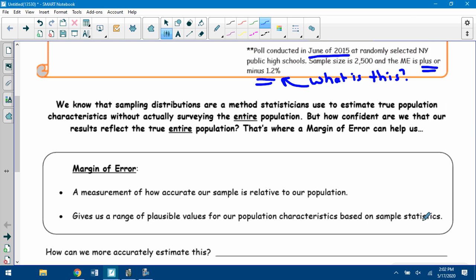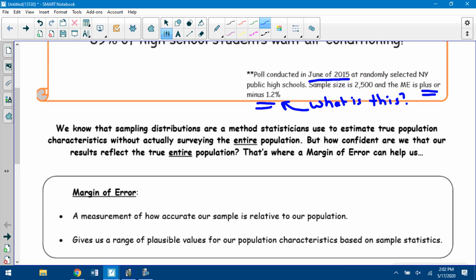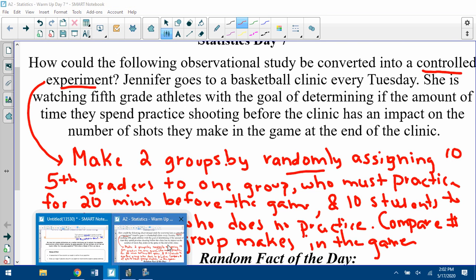So based on the samples that I've got and the stats that I calculated from those samples, it gives me a plausible value for what the true population characteristic would be, whether it's the true proportion of high schoolers that want air conditioning or something else. I want to show you a couple other pictures I took straight off of a news article.